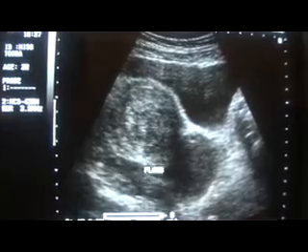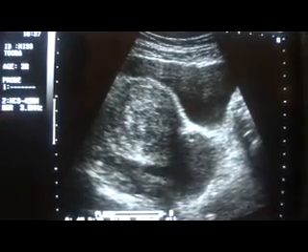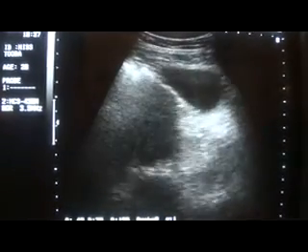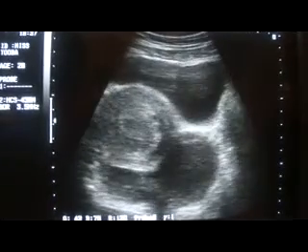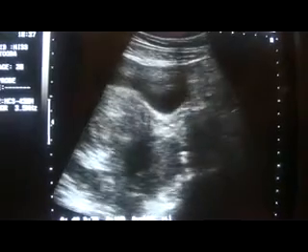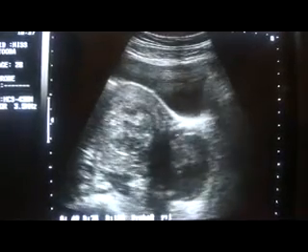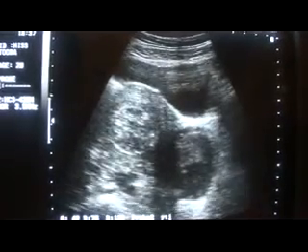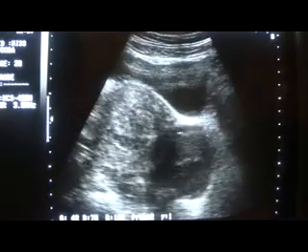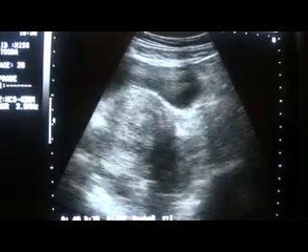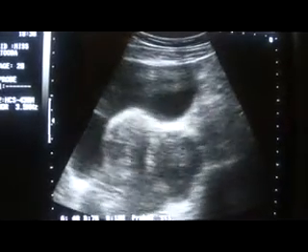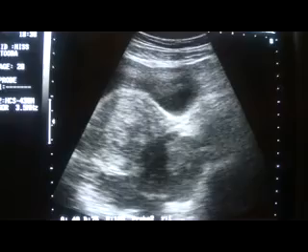I think I have exceeded the dimensions, 4.3 into 2.1. And this is the right ovary. It is pushed at the lateral end of the fluid pocket.